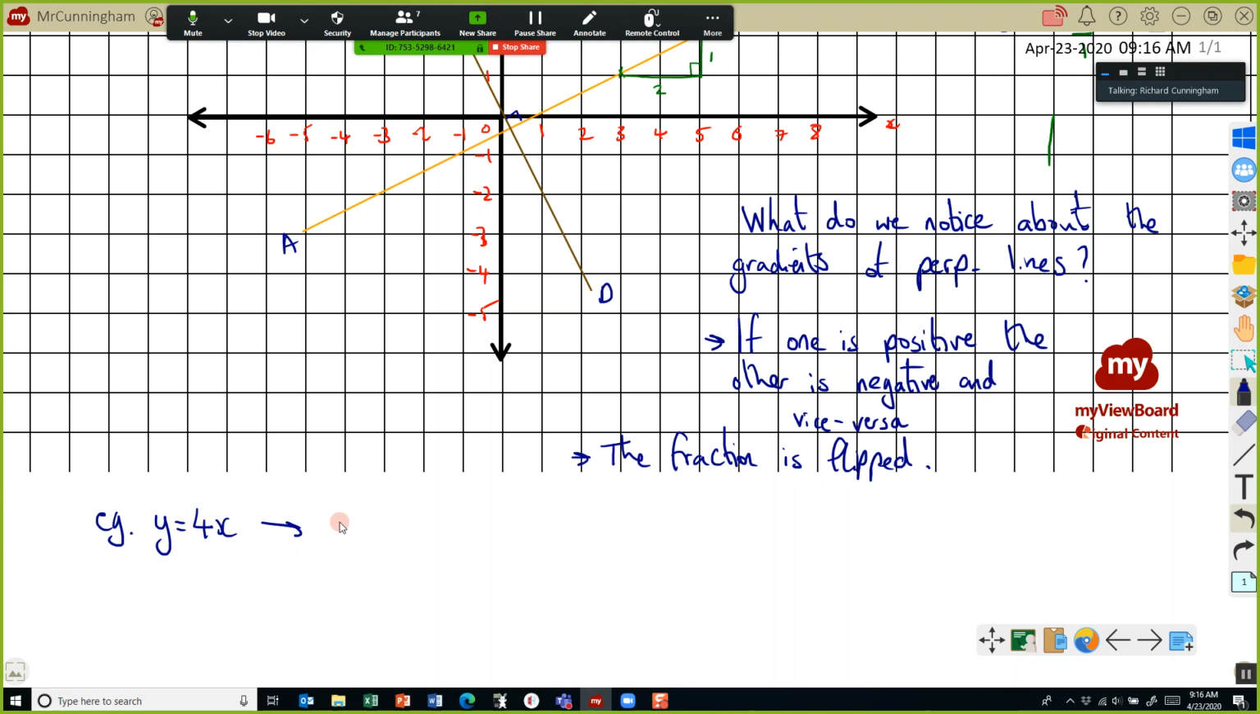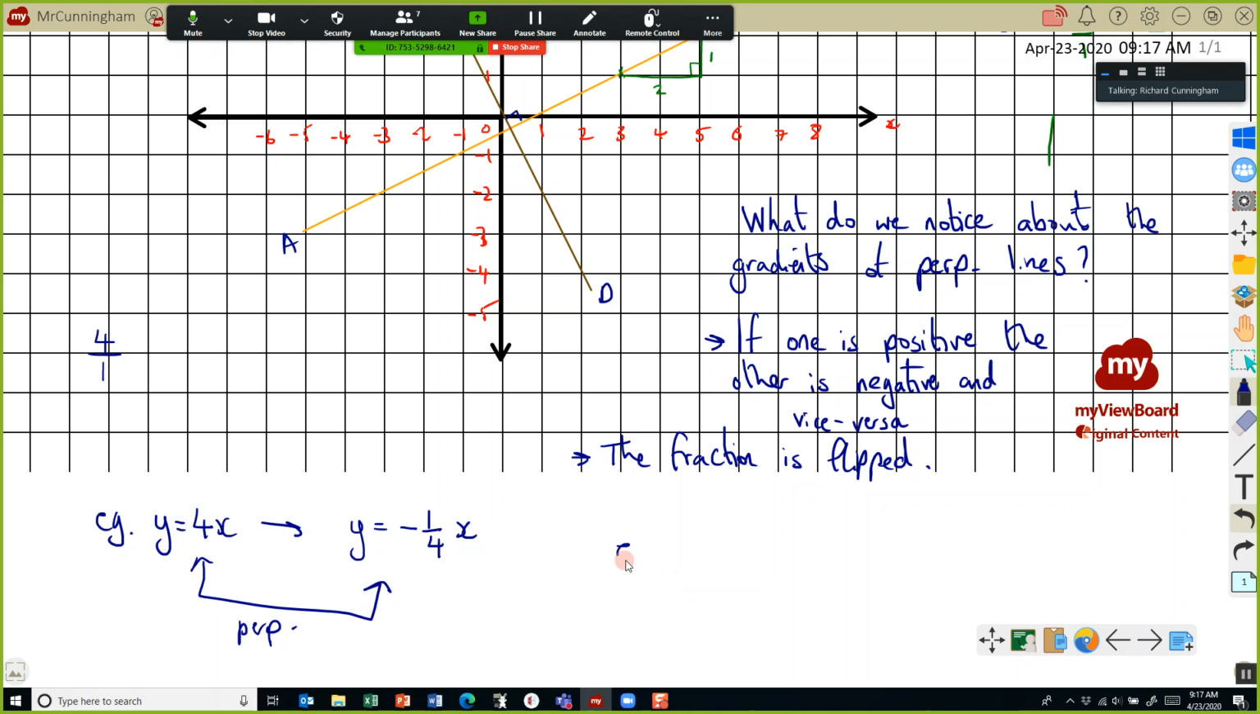So let's say I've got an equation, y is equal to 4x. What would be the equation of a straight line that would be perpendicular to this? Almost. It's going to be negative because you change the sign, and then you flip the 4. And remember, 4 is just 4 over 1, so when I flip it, it's going to become 1 over 4. So these would be perpendicular.